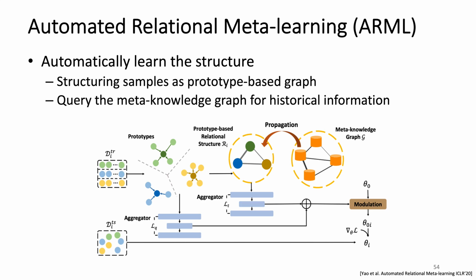The key idea of AMO, first, is to structure samples as a prototype-based graph to model the relations across different samples within one task. Another is that the modeled prototype-based relational structure can be used to query the constructed meta-knowledge graph. In the meta-knowledge graph, the knowledge will be used to formulate the graph, and it also includes the correlations within this task.